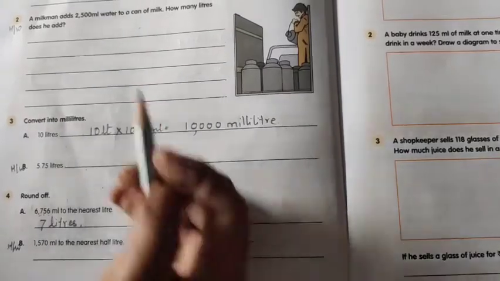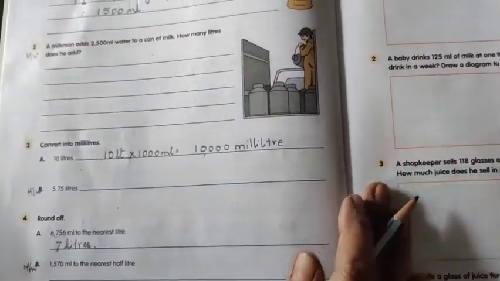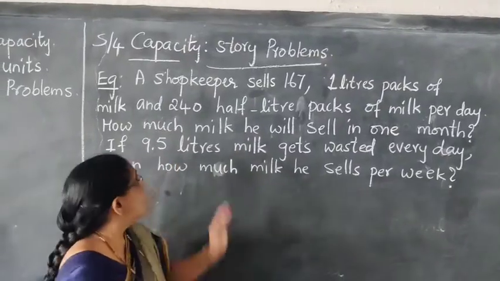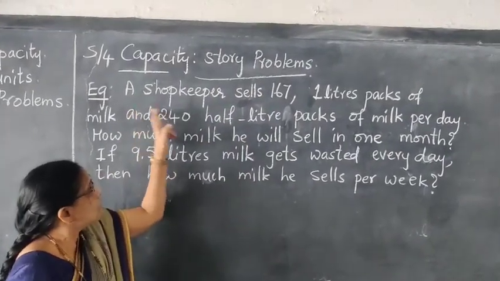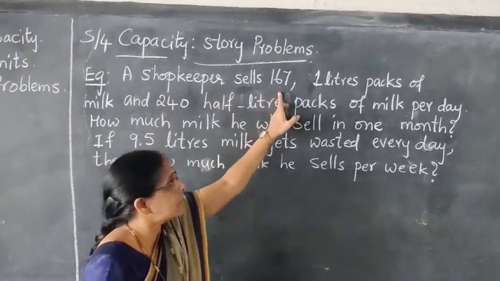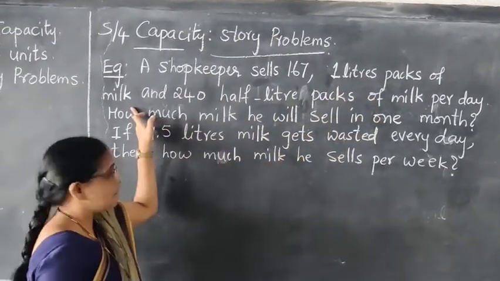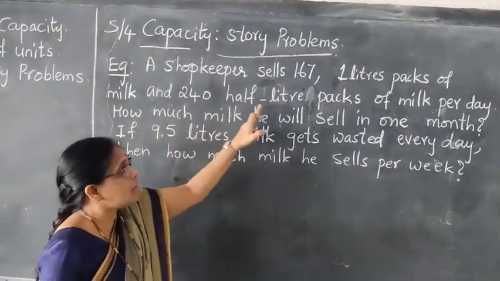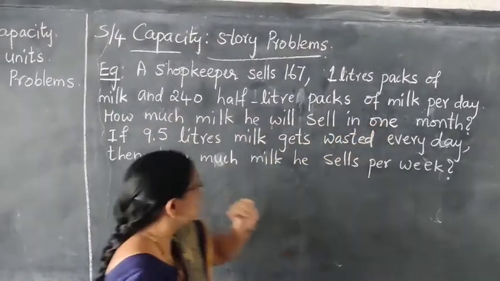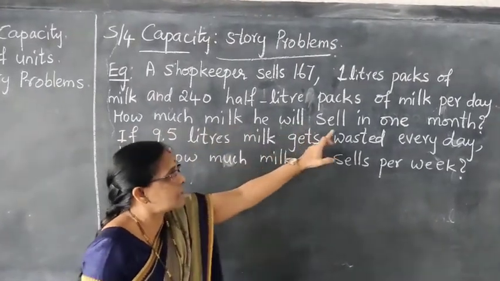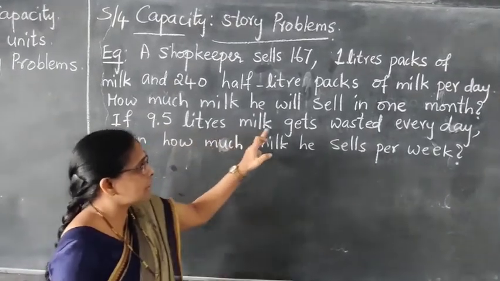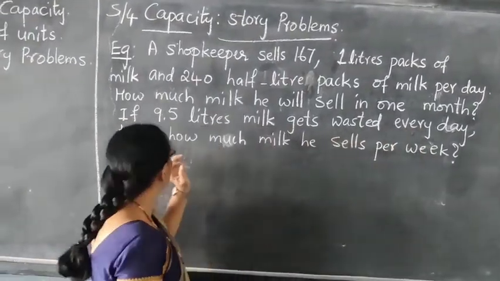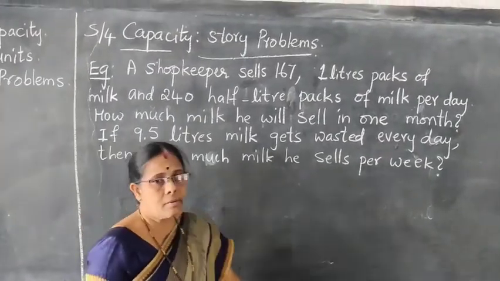I hope you understood S3, completed S3, children. Now I will explain S4, capacity storing problems. For example, a shopkeeper sells 167 one-liter packs of milk and 240 half-liter packs of milk per day. How much milk will he sell in 1 day, 1 month? If 9.5 liters of milk gets wasted every day, then how much milk does he sell per week?